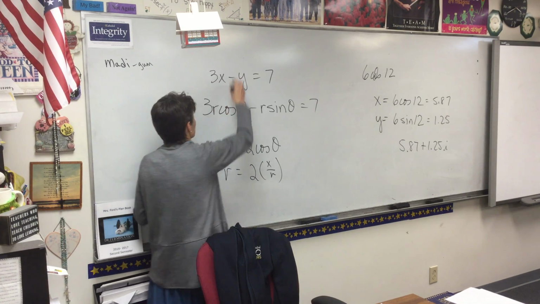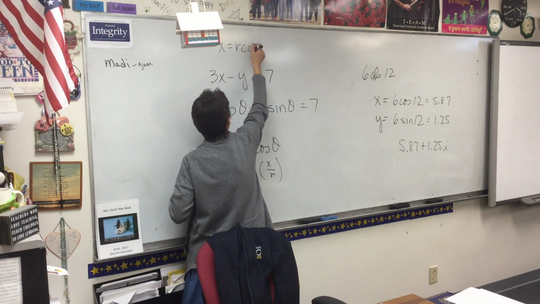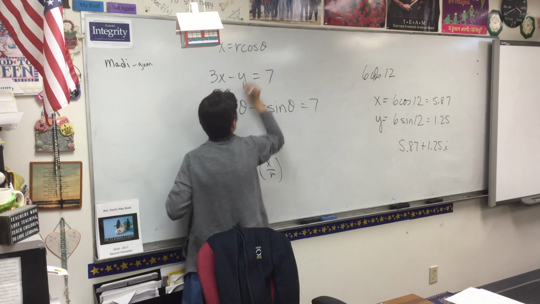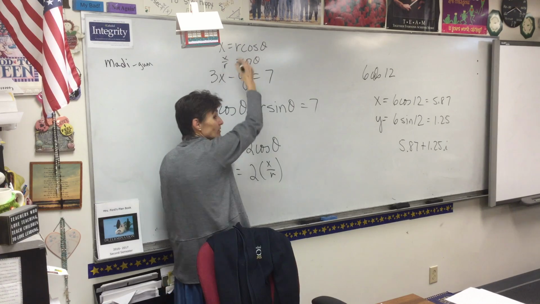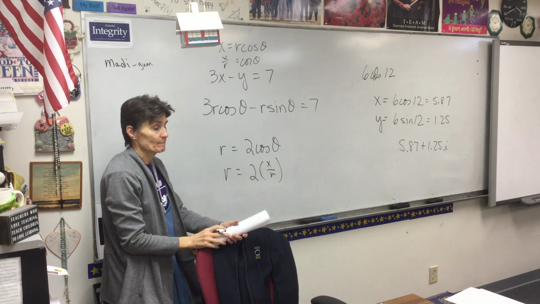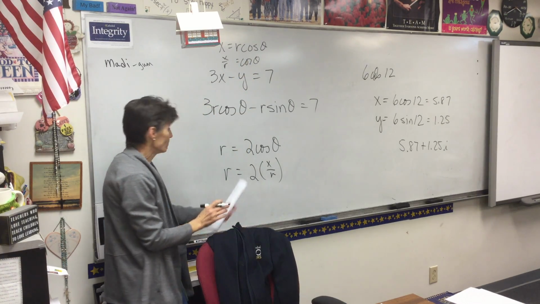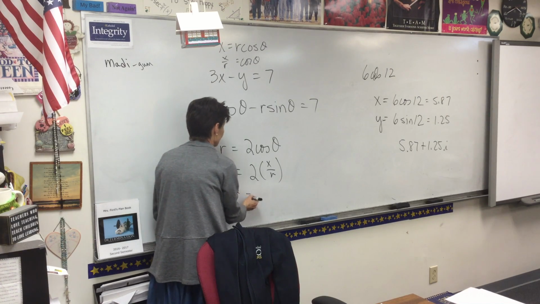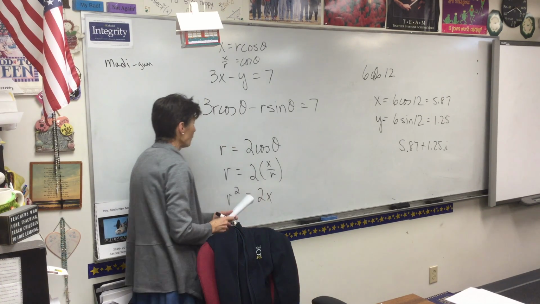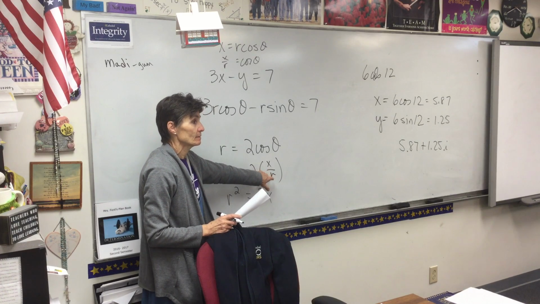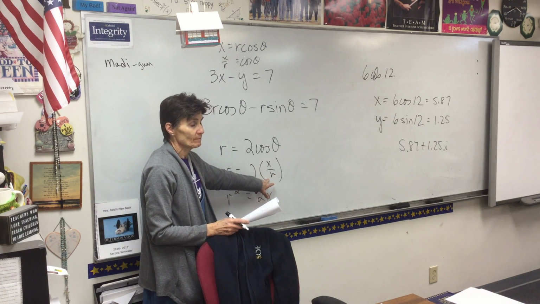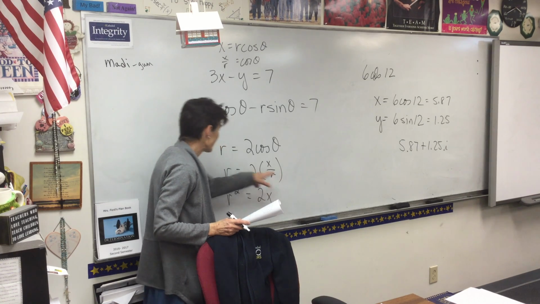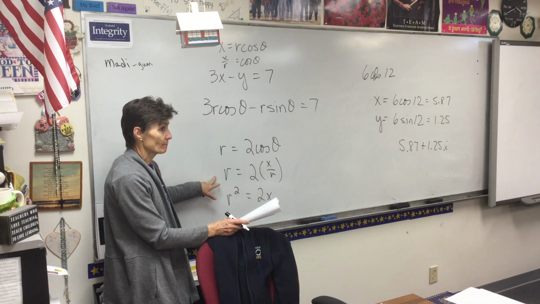Kids up here, didn't you say x equals r cosine theta? So doesn't cosine theta have to be x over r? It's all tied together. It's all the same thing. And then you multiply the r. So r squared equals 2x. When you do this replacement with the x, y, and r thingy, it's always going to be a fraction, and you're always going to get rid of the fraction.